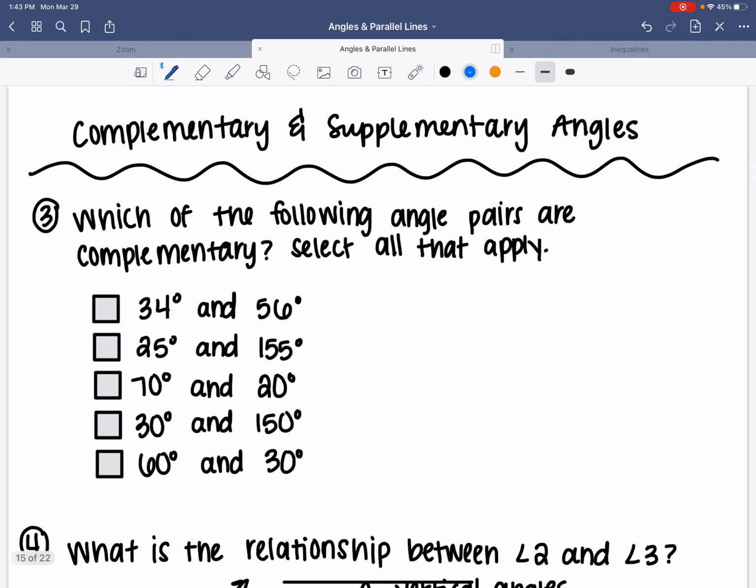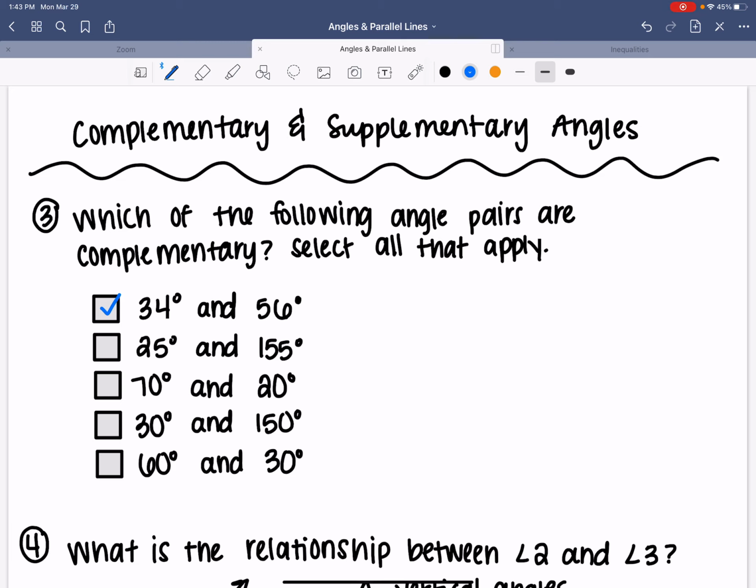Number 3, which of the following angle pairs are complementary? Select all that apply. So essentially all we're doing here is adding these up and seeing which ones are complementary, meaning they add to be 90 degrees. All right, the first one, 34 and 56. Well, 30 plus 50, that's 80. 4 and 6 is 10, so 80 and 10 gives us 90.